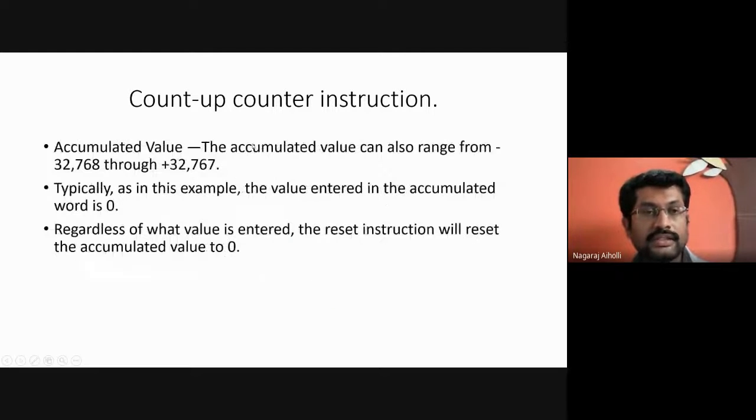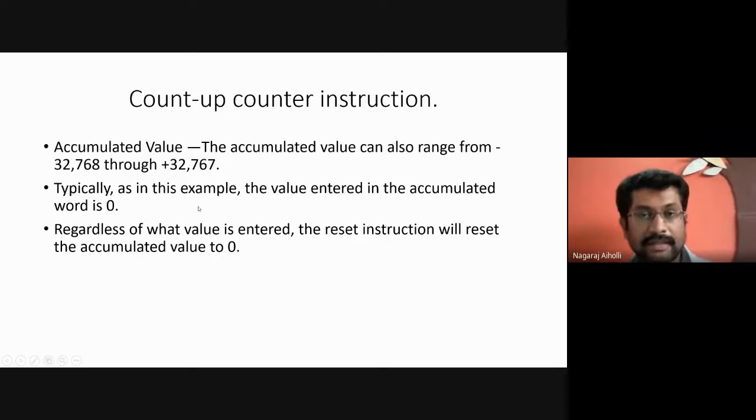Accumulated value can also range from minus 32,768 to plus 32,767, because the accumulated value has to become equal to the preset value. If the preset value's maximum range is minus 32,768 to plus 32,767, the accumulated value has the same range, minus 32,768 to plus 32,767.